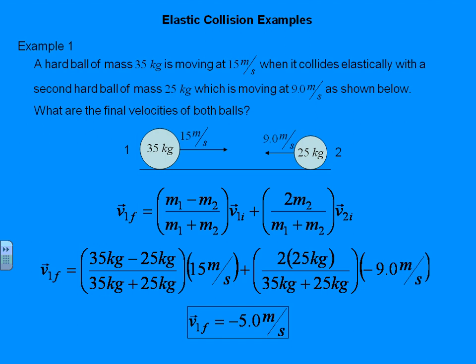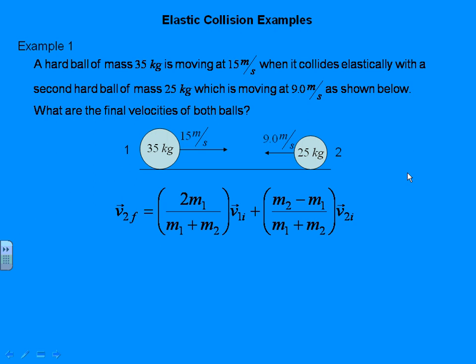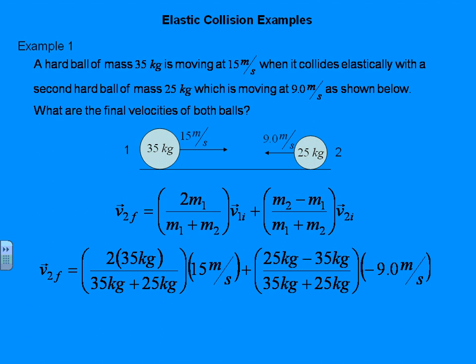Well, that's just the final velocity of the first ball. If we use the other elastic one-dimensional equation that we derived the other day, we can find the final velocity of the second ball. Plug all the numbers in, again being careful that the initial velocity of object 2 is negative 9.0 meters per second, and we get a final velocity for the second ball of 19 meters per second. And since it's positive, that means that the second ball will move to the right. So the first ball ends up bouncing off and going to the left, the second ball ends up bouncing off and going to the right. Again, kind of hard to predict without actually running the equations.